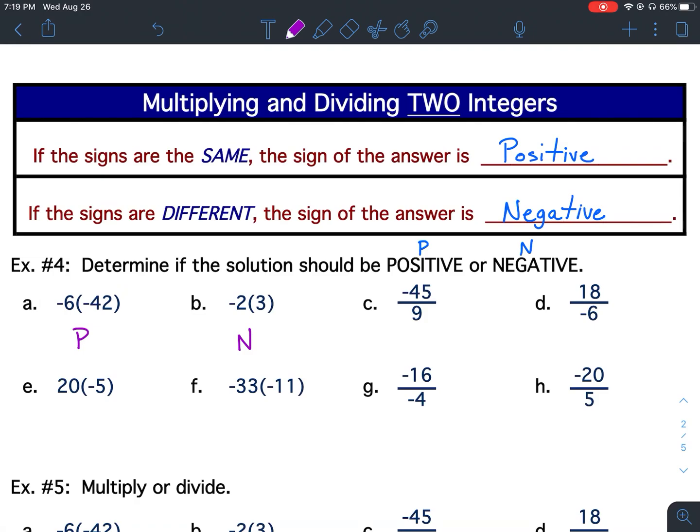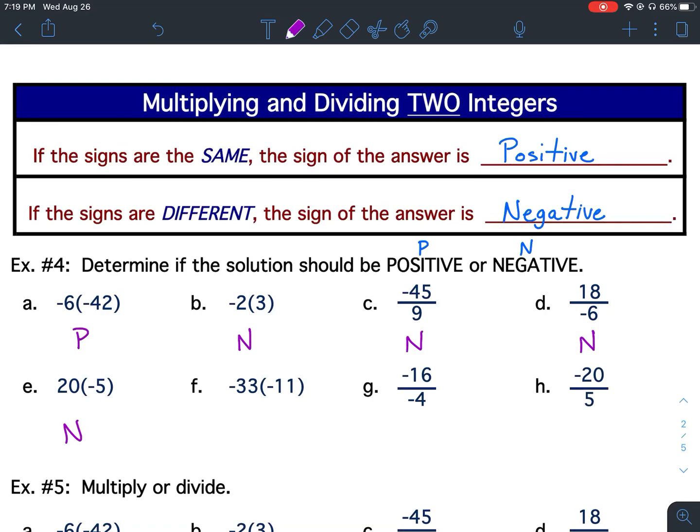All right, let's see if your answers are correct. For C, we've got a -45 and a +9. The signs are different, so your answer will be negative. For D, a +18 and a -6. The signs are different, so your answer will be negative. For E, you've got a +20 and a -5. Signs are different, your answer will be negative.